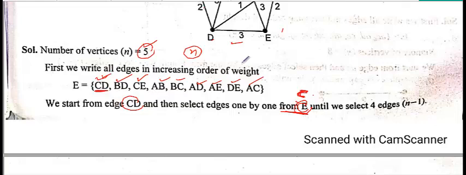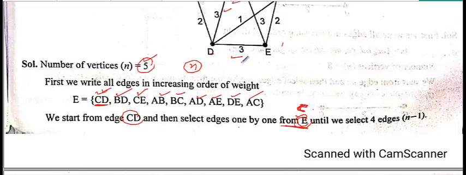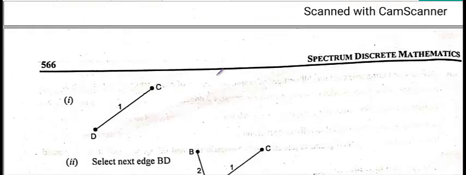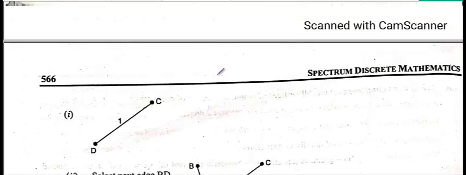But what is the second condition? After CD you have selected this one. From D you have this also, and from C you have this also. You can select this also, because the next minimum is 2. Now what will you do? The only thing you will take care of is the condition.